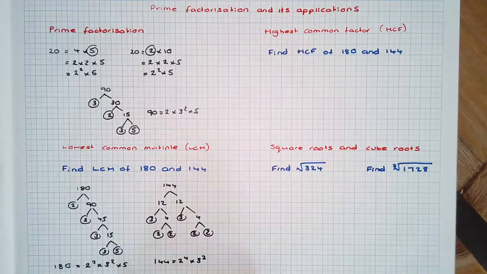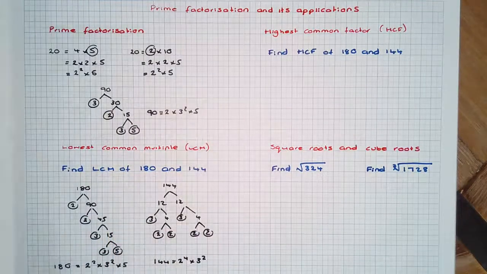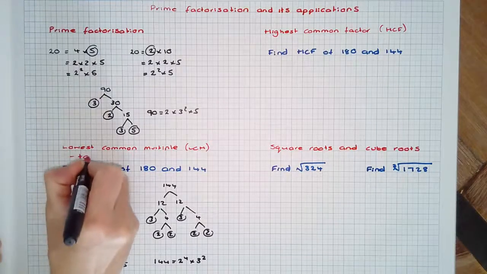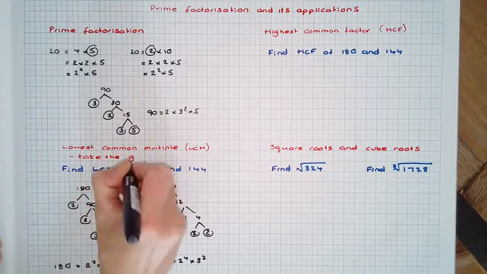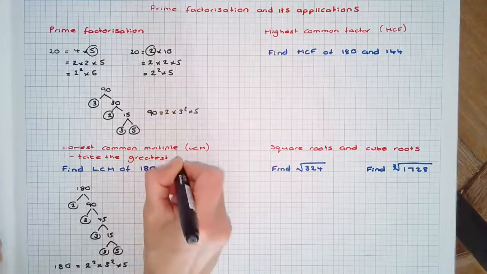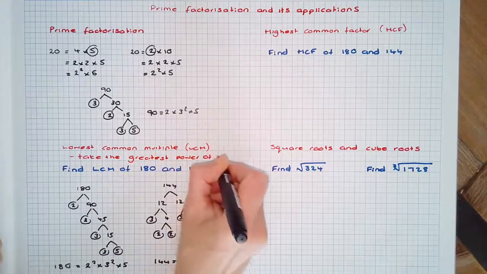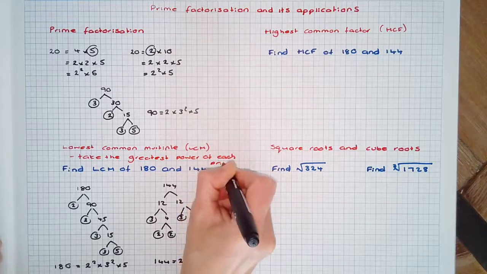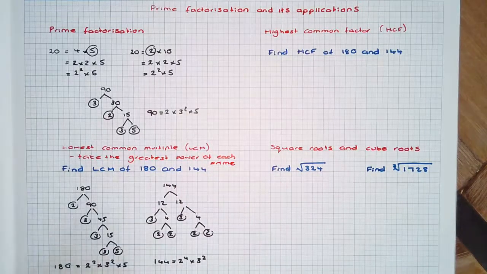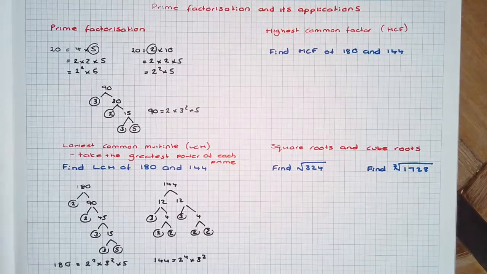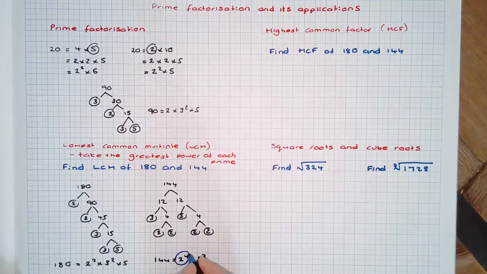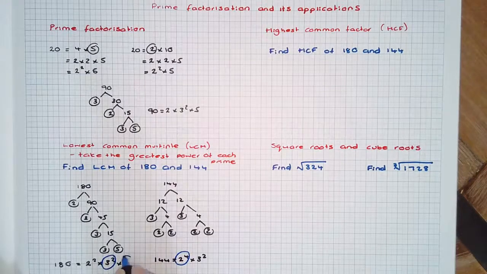Now, to find the lowest common multiple, we want to take the greatest power of each prime. So in this case, if we have a look at our prime factors for 180 and 144, for base 2, it's 2 to the power of 4. For base 3, it's 3 to the power of 2, doesn't matter which one we take. And for 5, it's just to the power of 1.